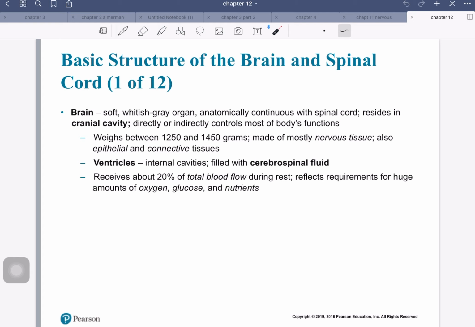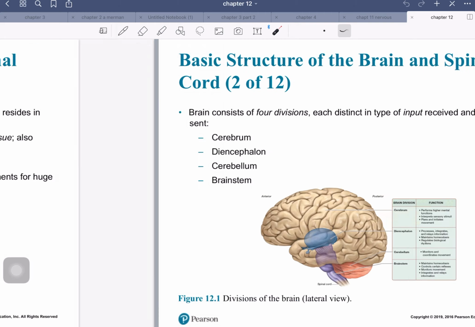Now, the brain is very metabolically active and receives about 20% of the blood flow at rest. And this really gives you an idea of how much the brain relies upon oxygen, glucose, and nutrients. It needs a continuous supply. And we can see that even a few seconds of cutting off airflow or blood flow to the brain is enough to start to cause a disruption to its activities.